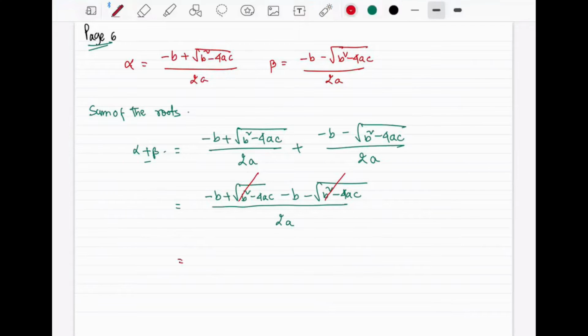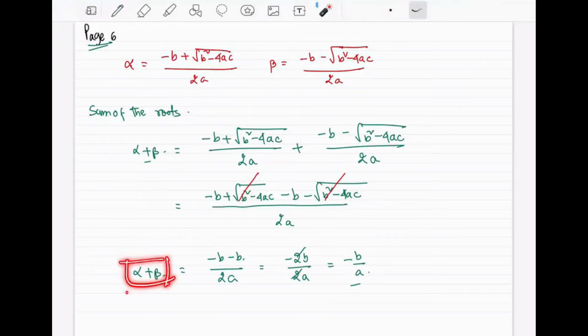Let's put it. So we will get minus b by 2a. Minus b and minus b, same sign. You should add them. So you get minus twice b by twice a. Cancel the 2 and 2. Minus b by a. Okay. Let's put alpha plus beta in the front. What is this alpha plus beta representing? It represents the sum of the roots of what equation? Sum of the roots of this equation.